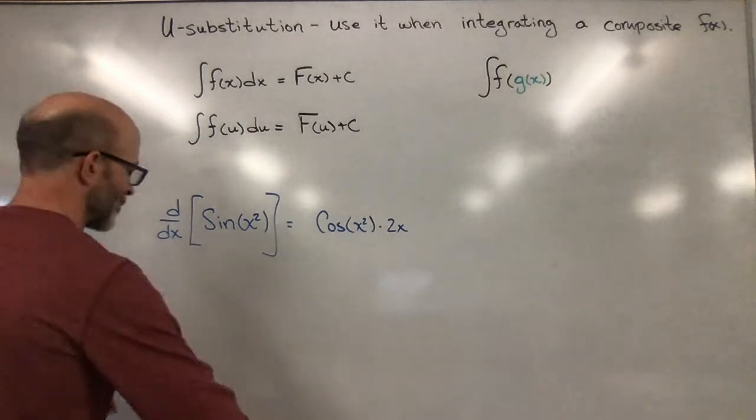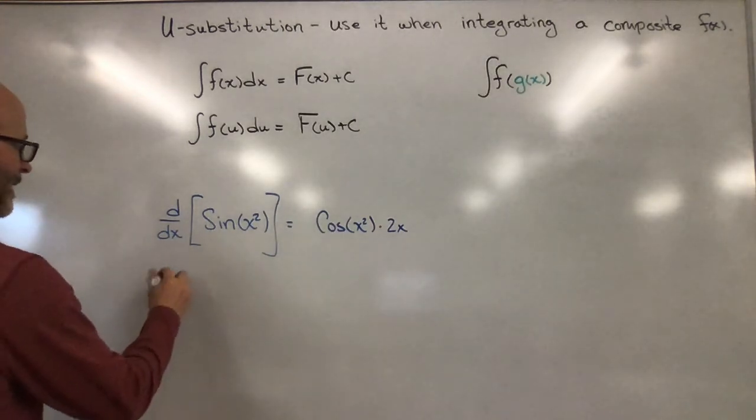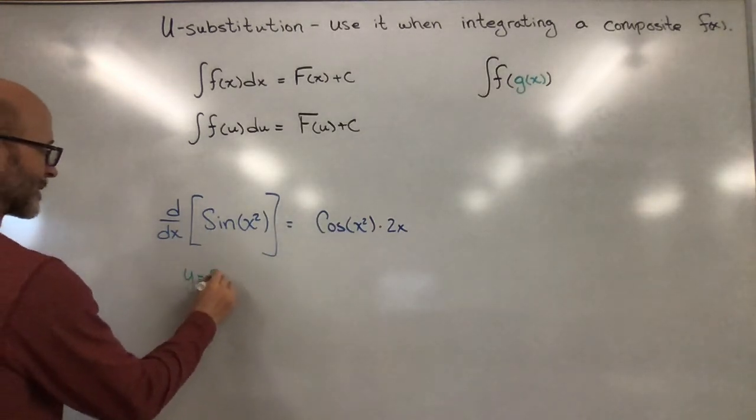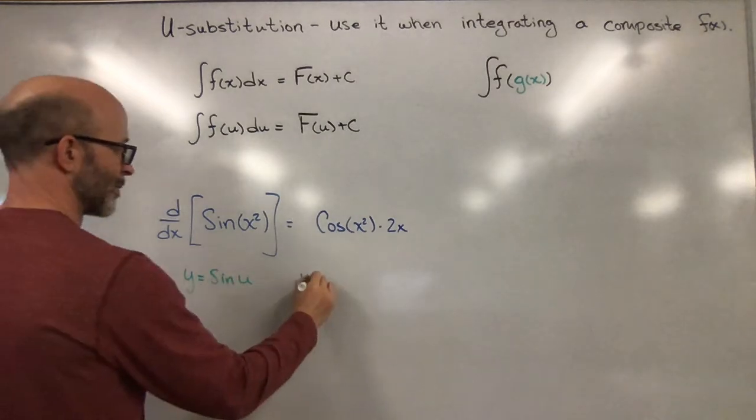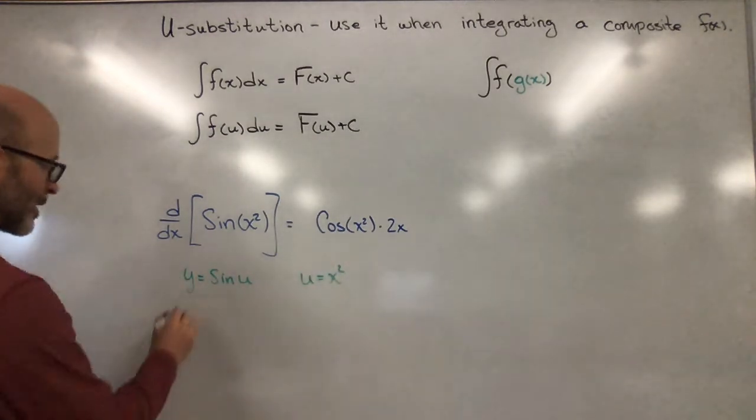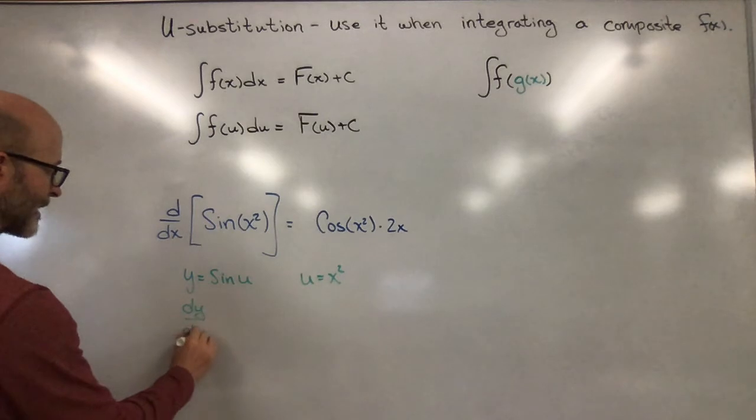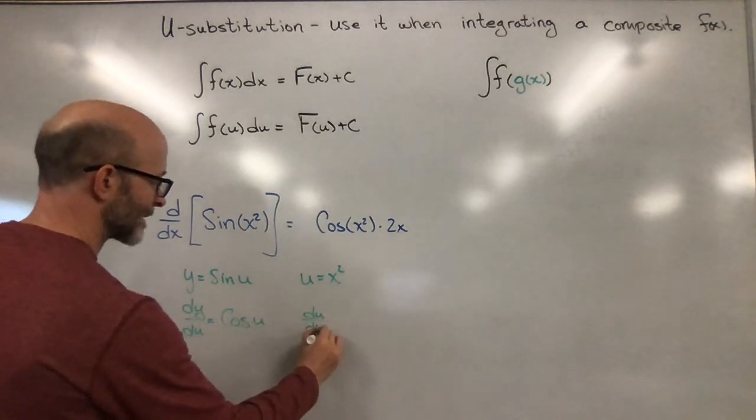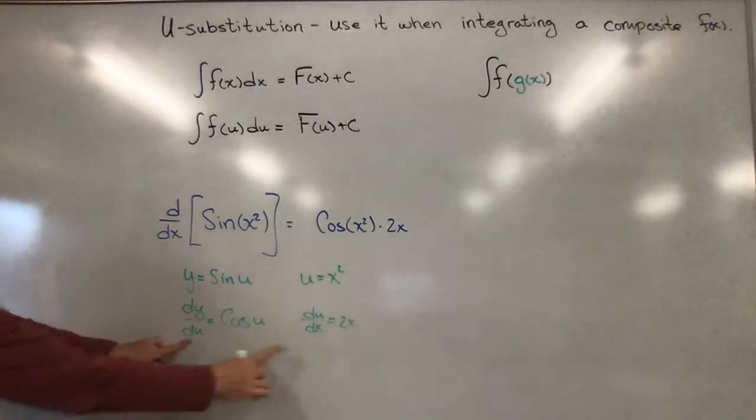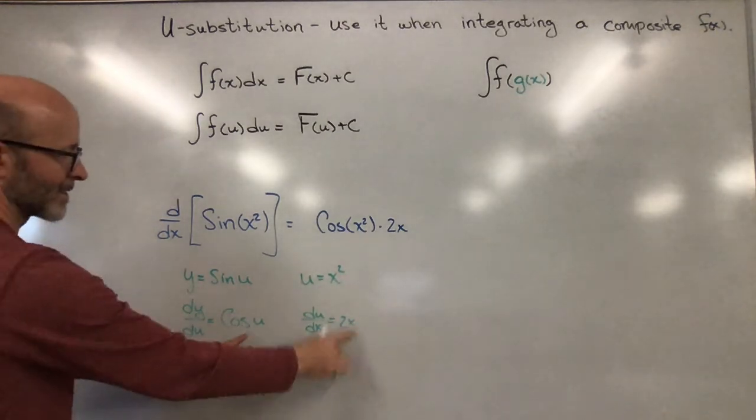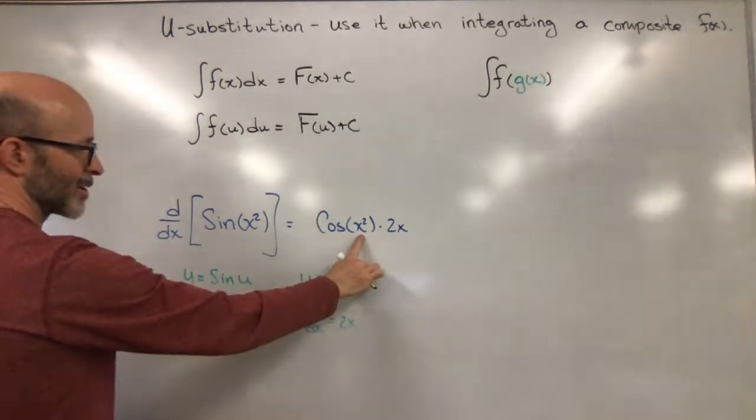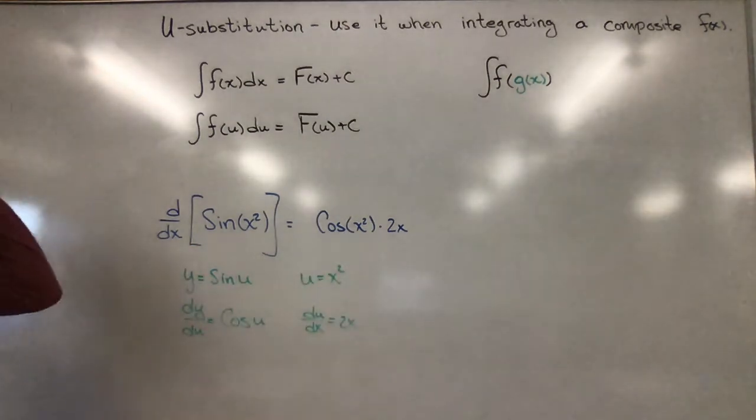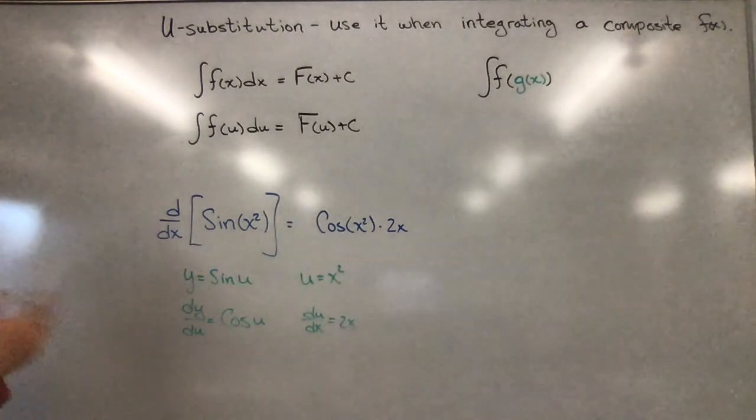We could have rewritten this and said, look, we've got y is equal to sine of something. And what is that something? We take the derivative of each side. Cosine of u, du dx is 2x. When we multiply these together, we get dy dx, cosine of the original function u times the derivative of u. Not bad. We've done that before.